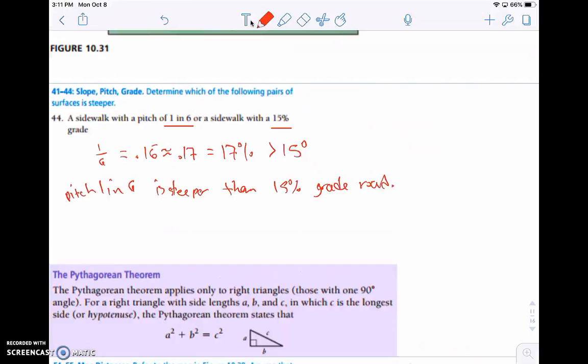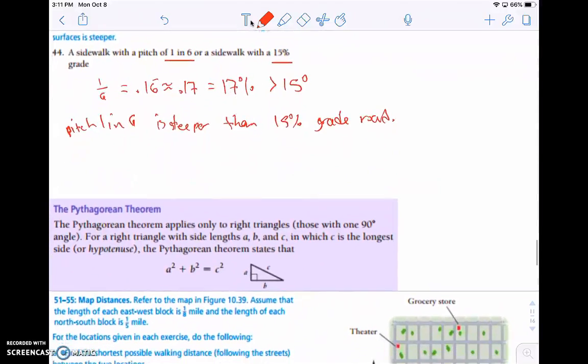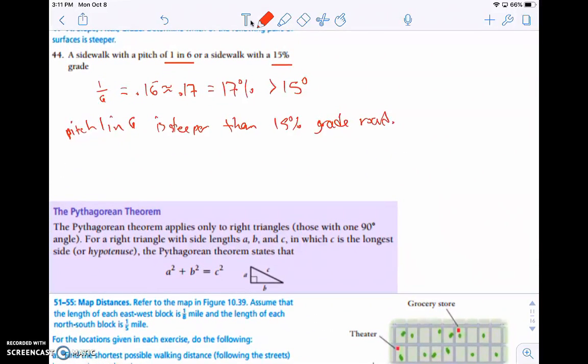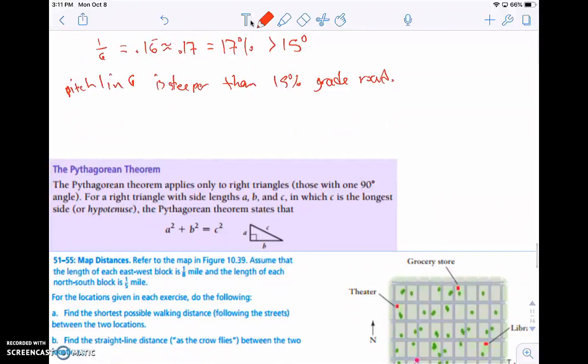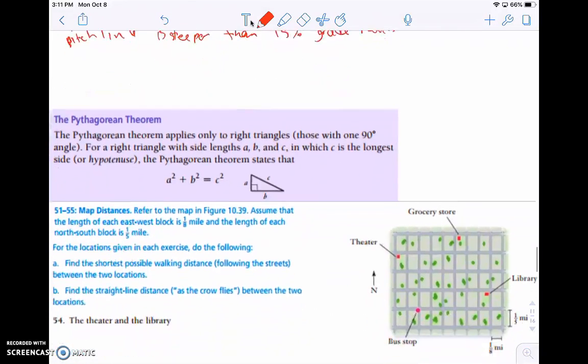So that's where we can use some geometry to determine steepness of roads, or we also talk about pitches of roofs and those things. And that's just one way to determine which is steeper, and how we can relate the two when we talk about pitch or slope or grade. We bring them all together.